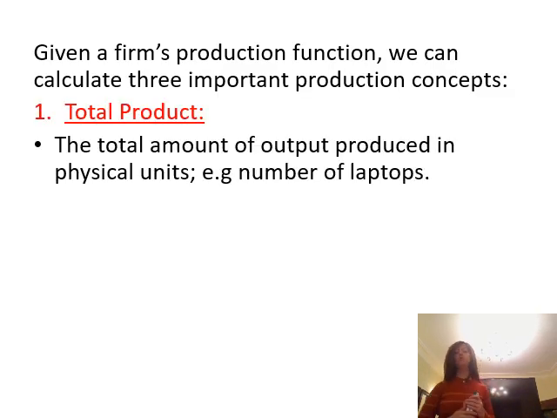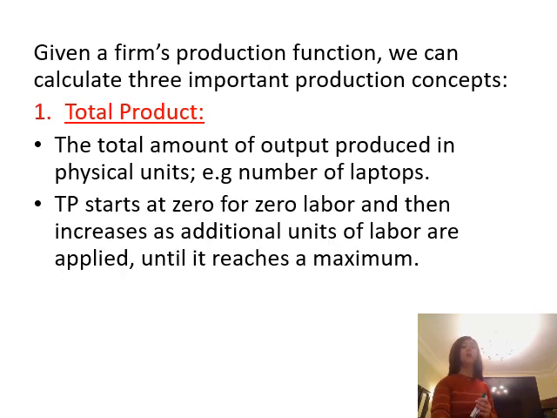From the production function, we can get to understand 3 main concepts that we need to be aware of as economists: the total product, the marginal product, and the average product. When I'm talking about the total product, I'm talking about the total amount of output produced in physical units. For example, if I'm talking about a commodity like laptops, the total product shows the total amount of laptops produced within a certain period of time.